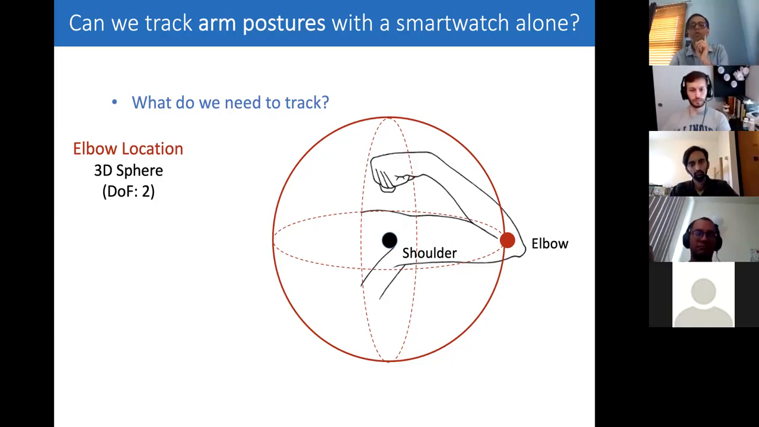So first unknown is your elbow. And that elbow, the location of that elbow has two unknowns. Why? Why not three unknowns? Because I want to measure everything in 3D. So why is the elbow location only two unknowns?